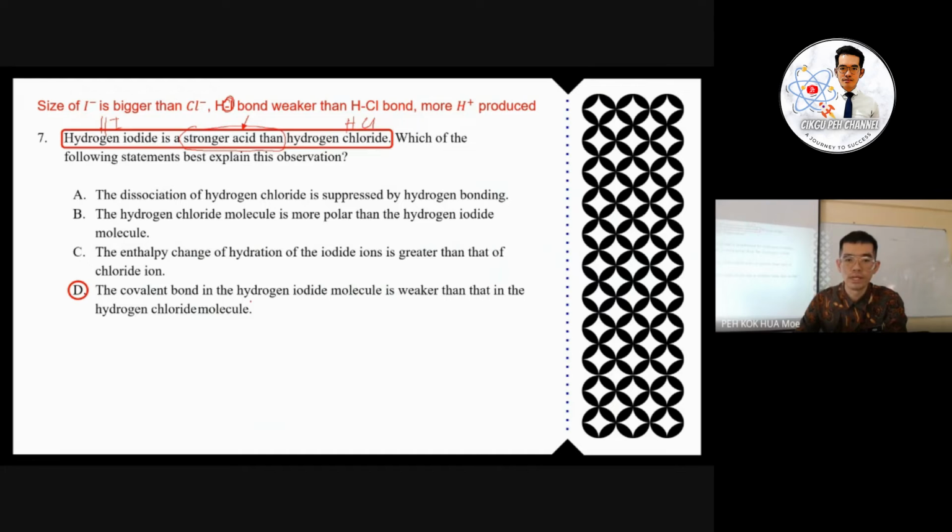The covalent bond in hydrogen iodide is weaker compared to the hydrogen chloride molecule because the size of iodine is bigger, causing the HI bond to become longer and the bond strength weaker between H and I, so it forms more H+ ion and becomes a stronger acid. Statement A is wrong because hydrogen bonding between hydrogen halides only exists for HF. So the answer is D.